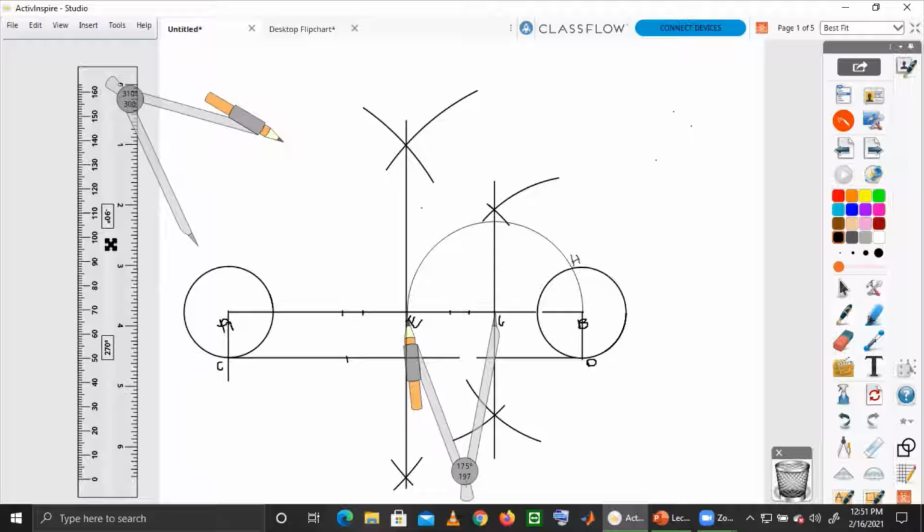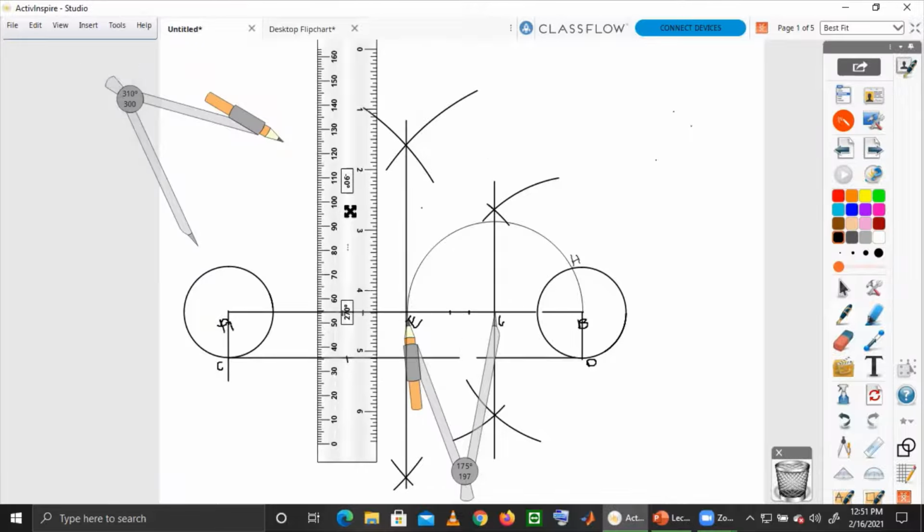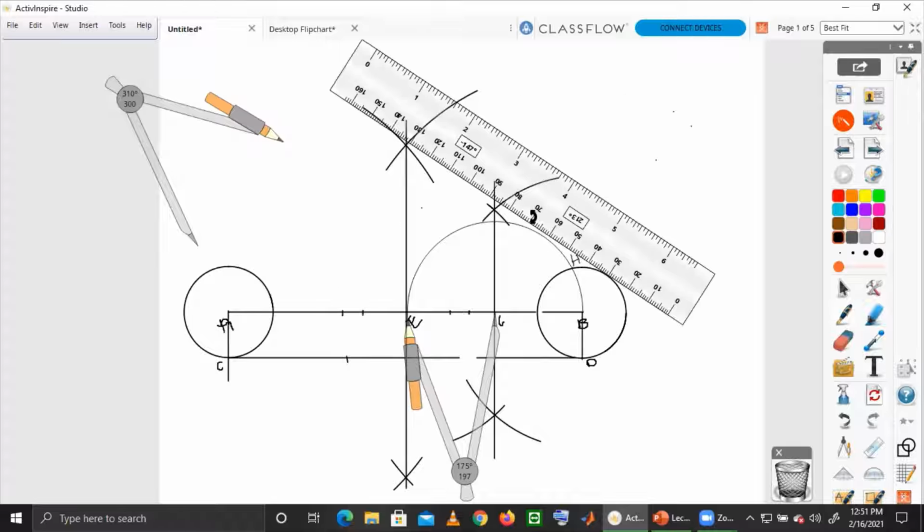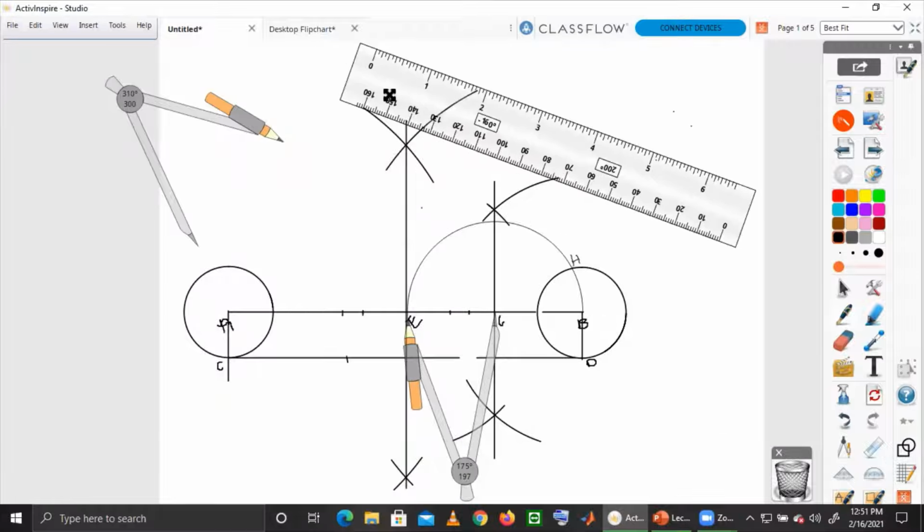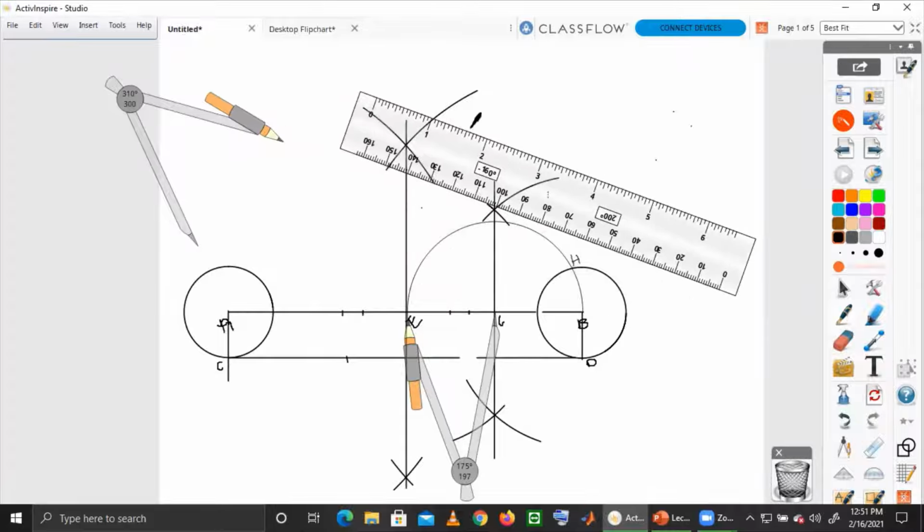So I'm going to move my rule, align it to coincide with those points. So guys, don't worry, I'll put it there for you. Yeah, right along, I've seen you, okay?